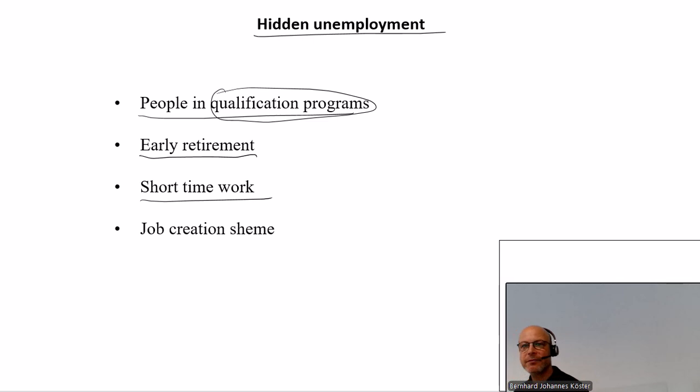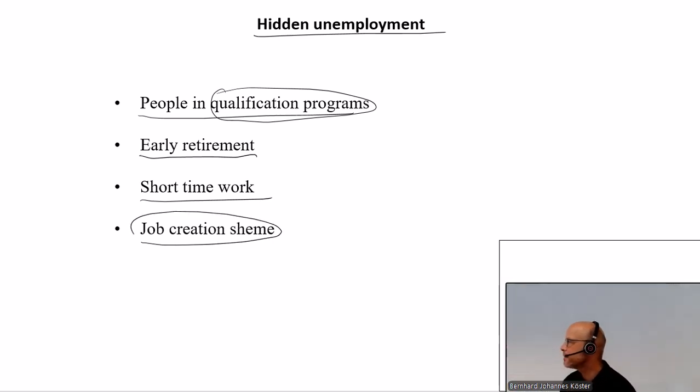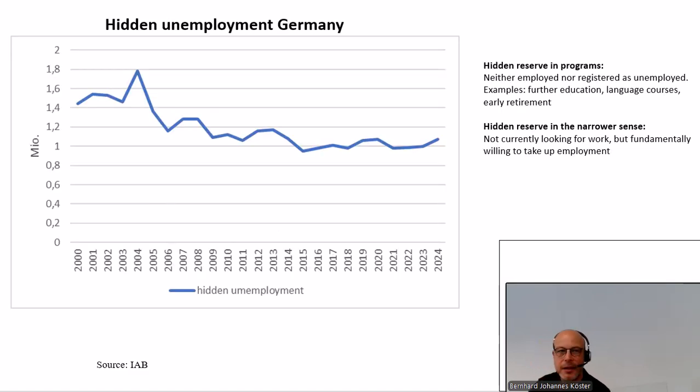About short-term work, I have already talked about this. Roughly, if we are not in a crisis, these are maybe 300 to 400,000 people. And sometimes we have the idea of just job creation schemes. In history, this was a stronger reason. Right now, we do not have this that much anymore. And this data, then we can look how many people are these.